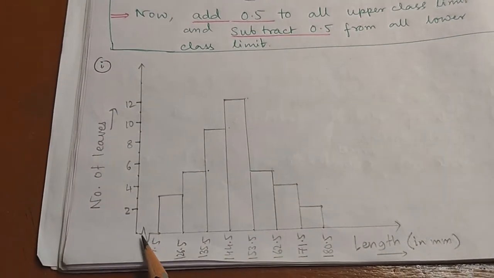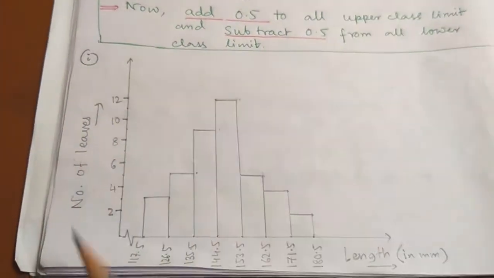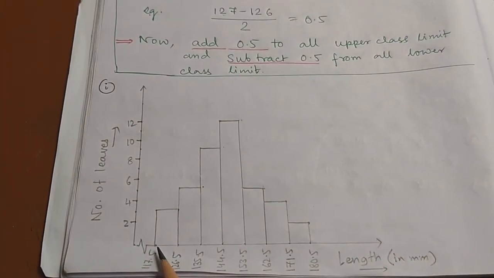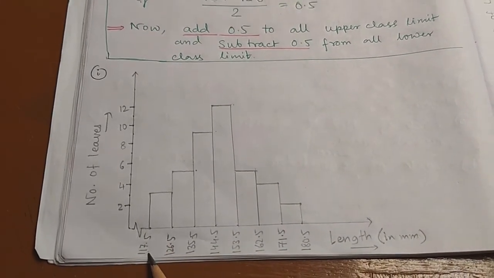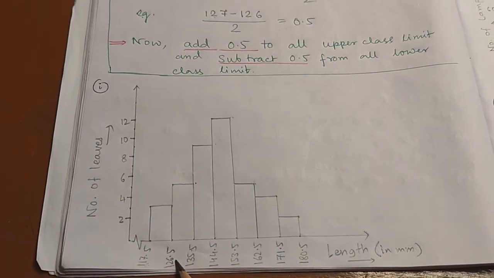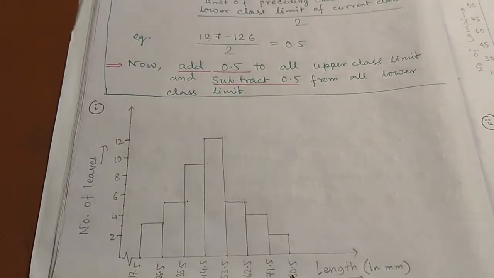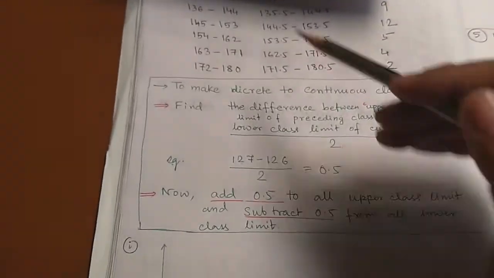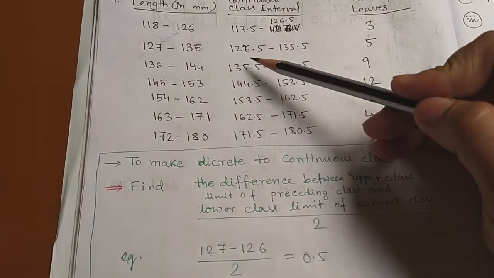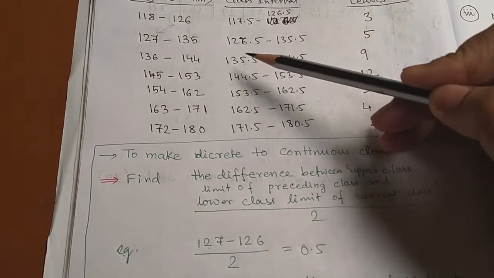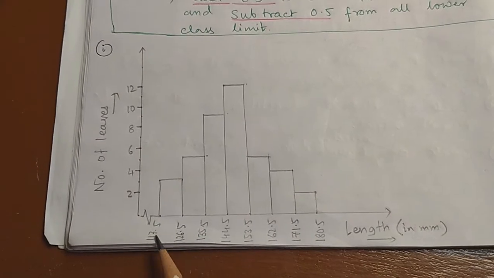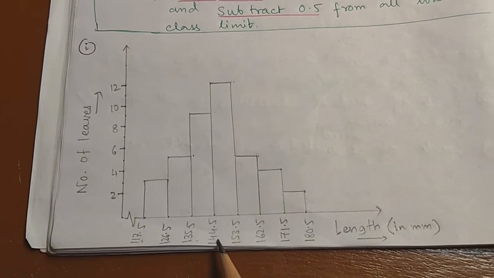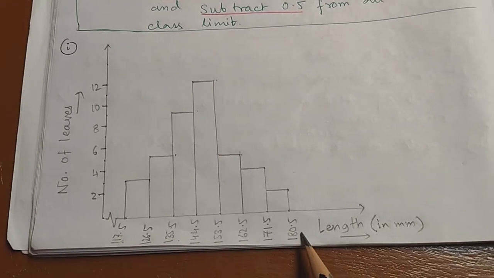Same as before, this is the x-axis, this is the y-axis. We will mark a few points on the x-axis, with the same gap. First is 117.5, then 126.5. We have to write all the lower classes and the last upper class. You can see all the lower classes are 117.5, 126.5, 135.5 up to 171.5, and the last upper class is 180.5.